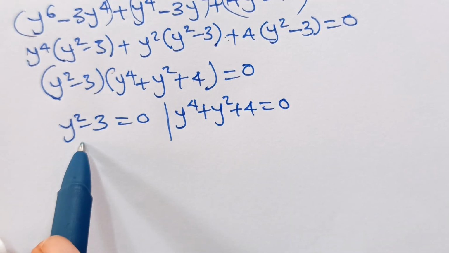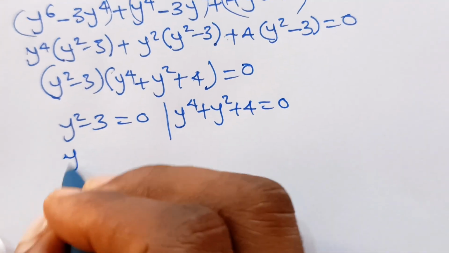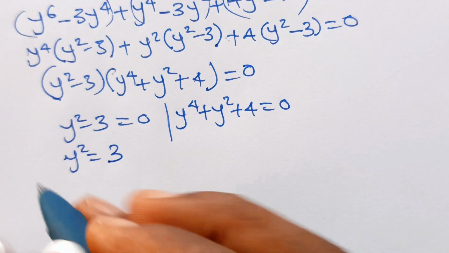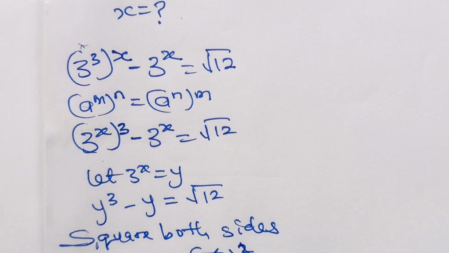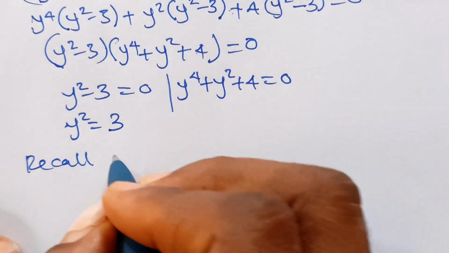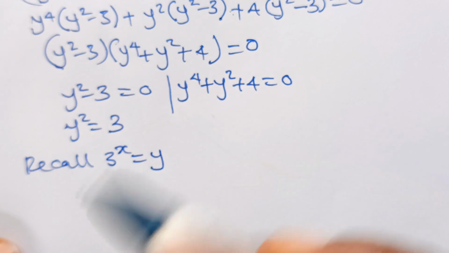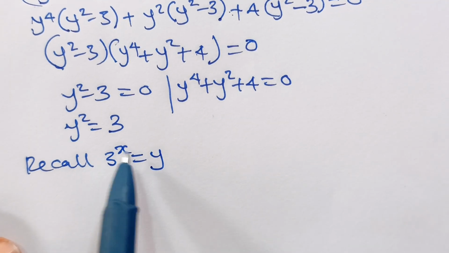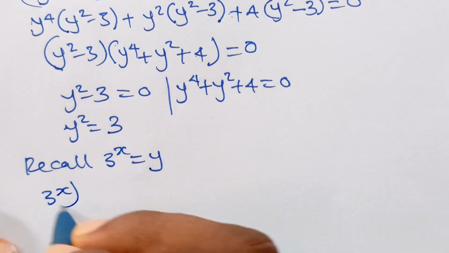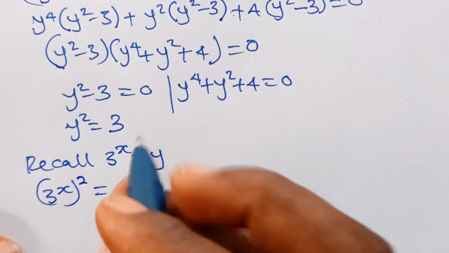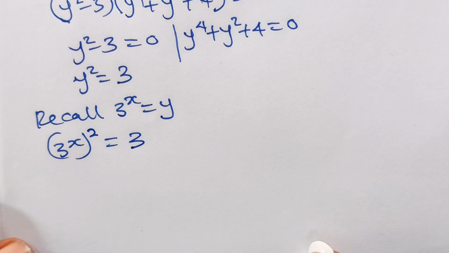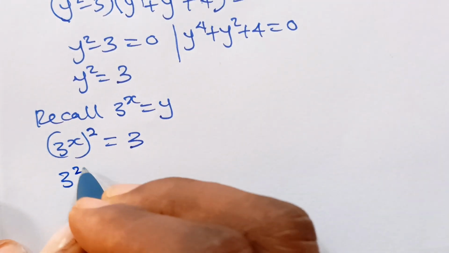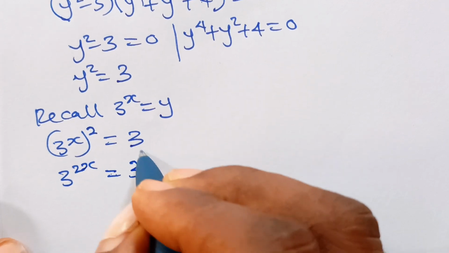Now, from this first equation, we can see that y squared is equal to 3. But I want you to recall where we said this. Let 3 to the power of x be equal to y. So we are going to write, recall 3 to the power of x is equal to y. Now here we have y squared, that is 3 to the power of x squared. 3 to the power of x squared is equal to 3, right? Now we multiply the powers out and we have 3 to the power of 2x is equal to 3 to the power of 1.